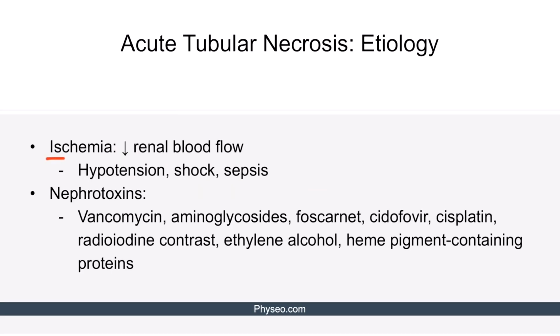The major etiology is ischemia, which is seen in the setting of decreased renal blood flow. Hypotension, shock, and sepsis are some of the common causes of decreased renal blood flow. Nephrotoxins such as drugs like vancomycin, aminoglycosides, foscarnet, cidofovir, and cisplatin, radioiodine contrast, and ethylene alcohol can also induce tubular necrosis. Heme pigment containing proteins, which can come into contact with renal tubule cells during hemoglobinuria as a result of hemolysis or myoglobinuria as a result of muscle injury, can result in acute tubular necrosis as well.